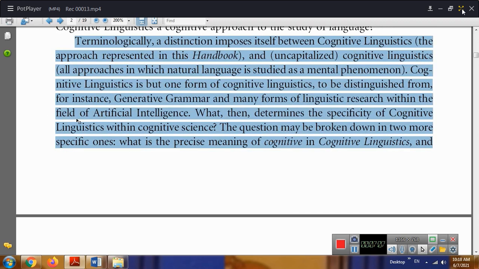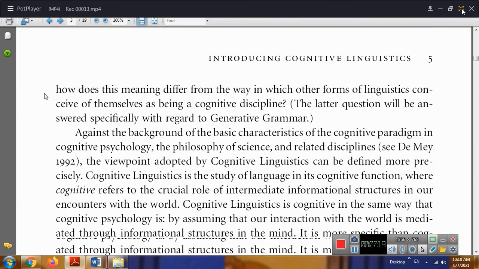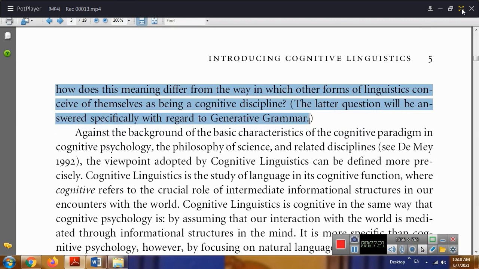What then determines the specificity of Cognitive Linguistics within cognitive science? The question may be broken down into two more specific ones. What is the precise meaning of cognitive in cognitive linguistics, and how does this meaning differ from the way in which other forms of linguistics conceive of themselves as being a cognitive discipline?